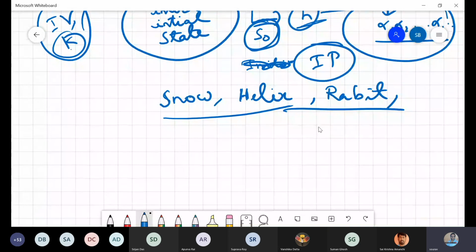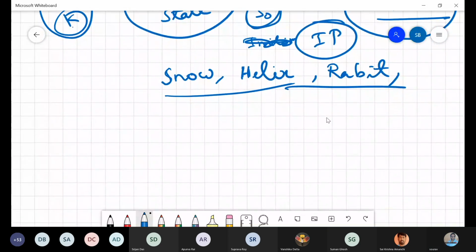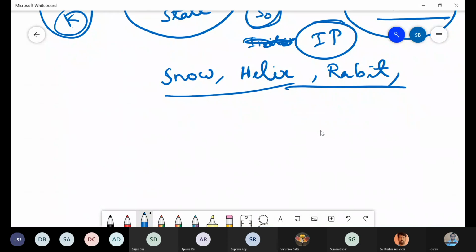Any question before we stop? Grain is also another one. These are all modern stream ciphers.